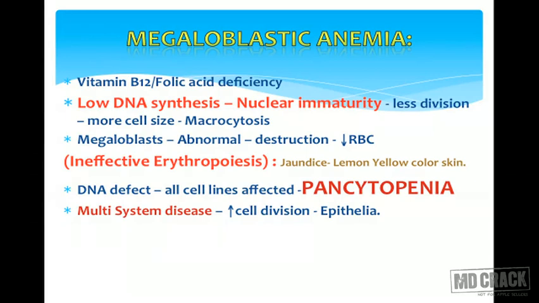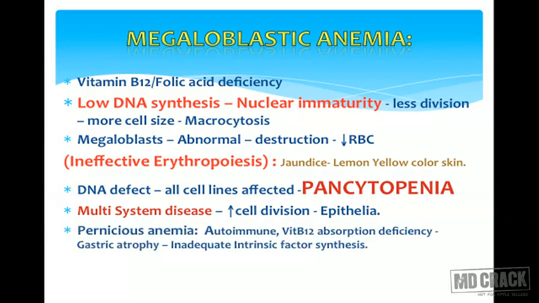So it is a multi-system disease. Remember, megaloblastic anemia patients will have a multi-system disease. All the cells which contain a nucleus are hampered, right? So there is increased cell division. All the epithelial cells will be hampered. So the patient can have a variety of other system manifestations also.